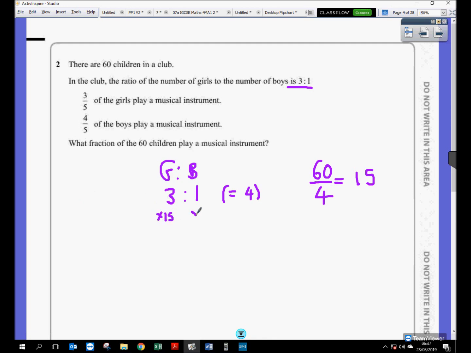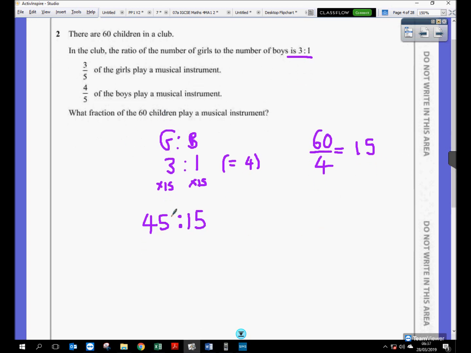So we need to times both of these numbers by 15, as we have 3 parts here and 1 part here. So 45 to 15. And also this adds up to 60. 3/5 of the girls play a musical instrument. So 3/5 of is times in maths. 3/5 of 45 is 27. Type that into the calculator, and then 4/5 of the boys, of is times in maths, so 4/5 of 15 boys is 12.